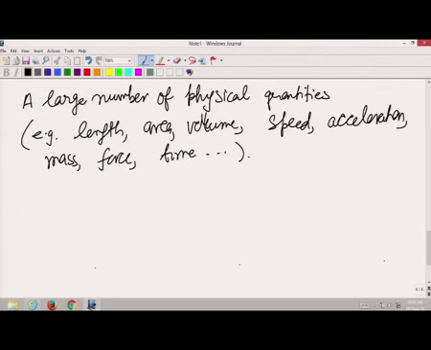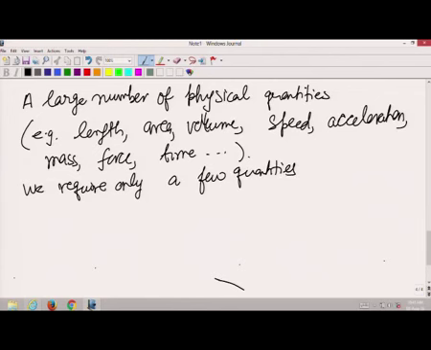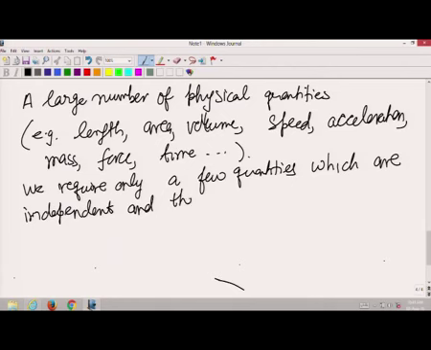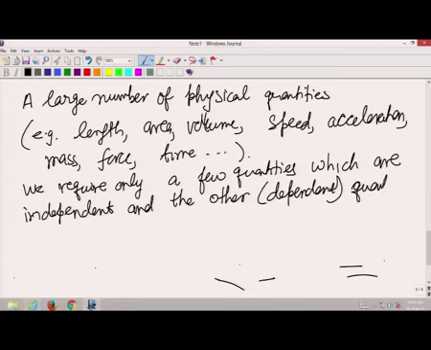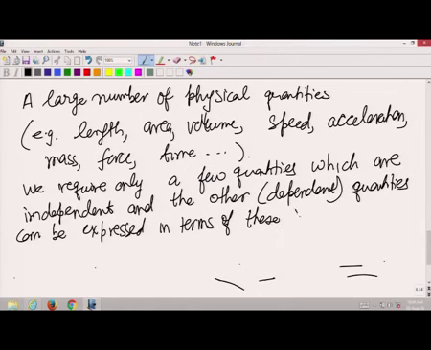So, the number of physical quantities which we want to express is quite large, but it turns out we require only a few quantities which are independent, and the other quantities can be expressed in terms of these independent quantities. So, this gives us the concept.